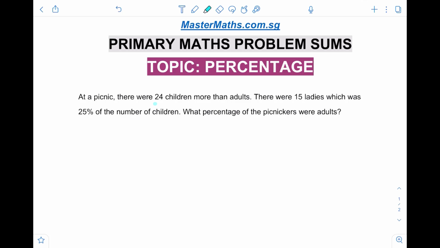At the picnic, there were 24 children more than adults. There were 15 ladies, which was 25% of the number of children. What percentage of the picnickers were adults?